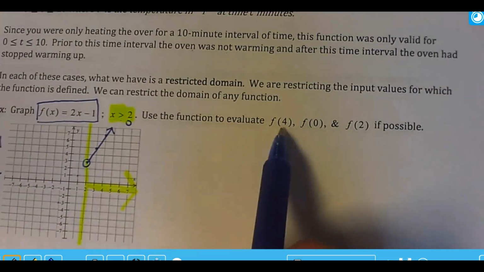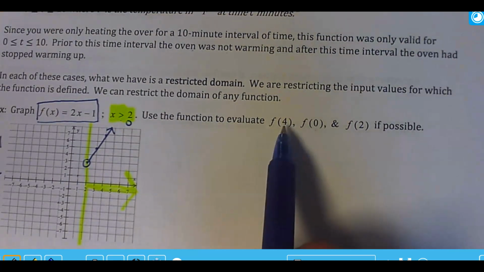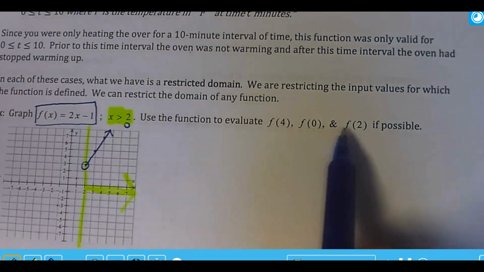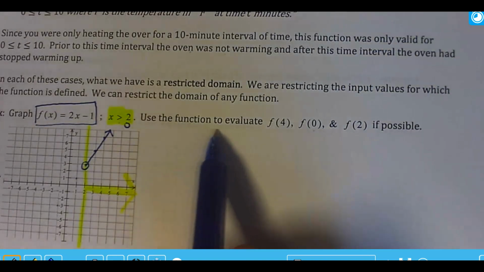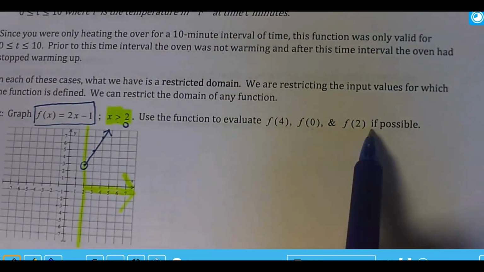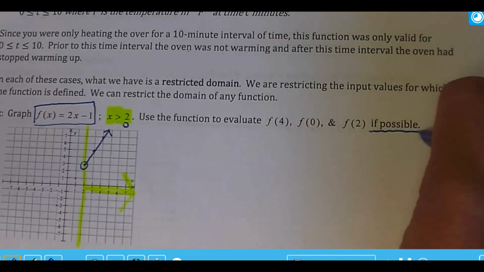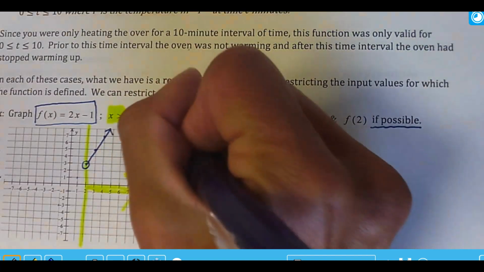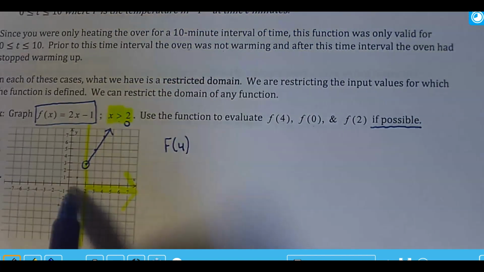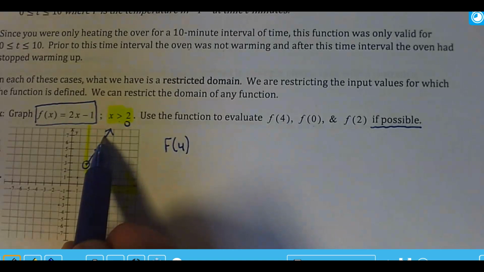So remember, when I give you the value in the parentheses, this is me saying if x is 4, if x is 0, if x is 2, what's y? So the directions say use the function to evaluate, here are my functions, if possible. And we haven't had that word pop up yet. So my function, if x is 4, I just want to go over to where x is 4, and if I go up, I can see that that's 7.